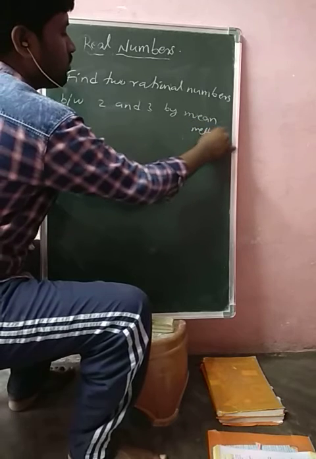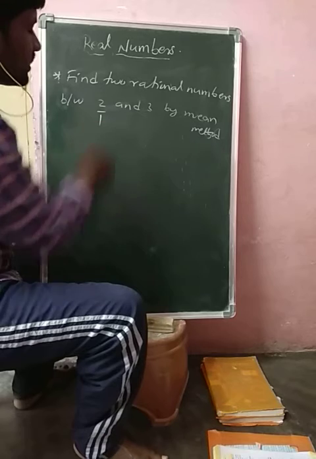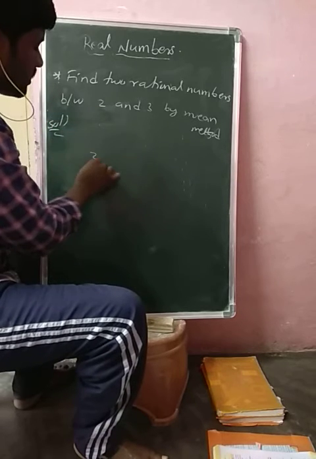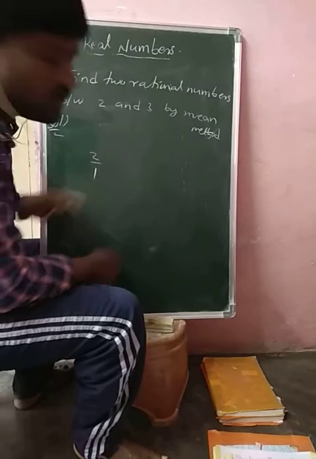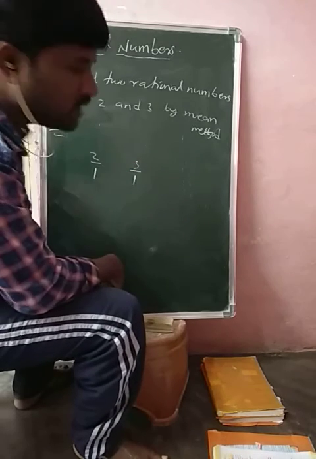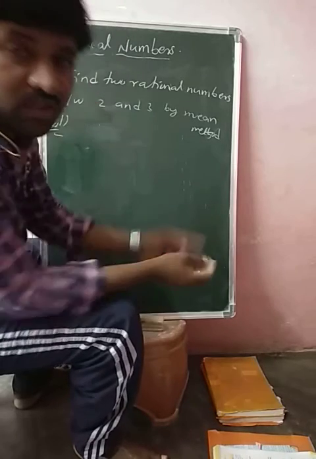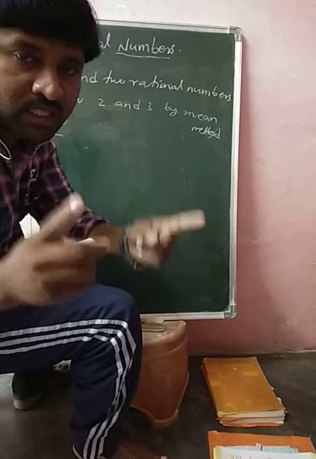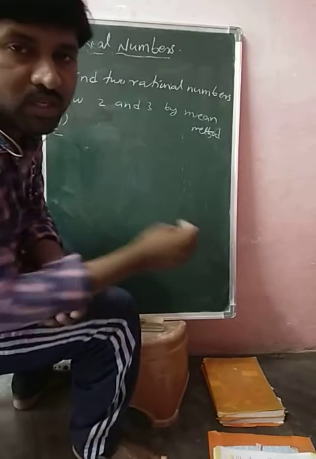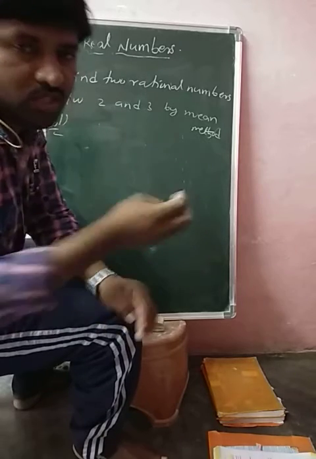By mean method. We know 2 is a rational number because we can express it as 2 by 1. Yes or no? Yes. 2 is a rational number, we can express it as 2 by 1. And 3 is also a rational number, we can express it as 3 by 1. So clearly we know in the previous class we discussed that in between two rational numbers there exist infinite rational numbers. Yes or no?